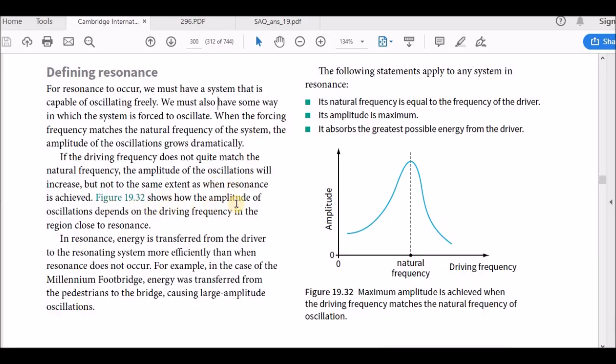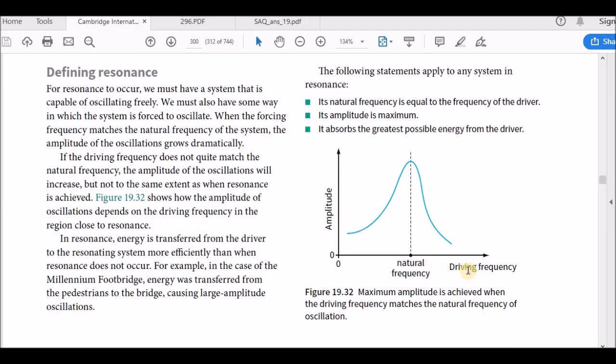Figure 19.32 shows how the amplitude of the oscillations depends on the driving frequency. In resonance, energy is transferred from the driver to the resonating system more efficiently than when resonance does not occur. So when resonance occurs, you get the maximum, and the energy transfers very well.